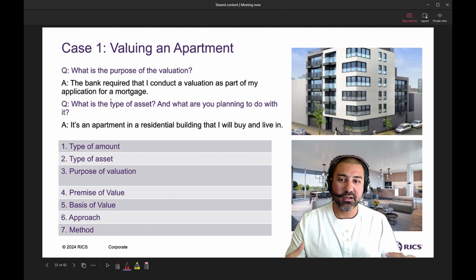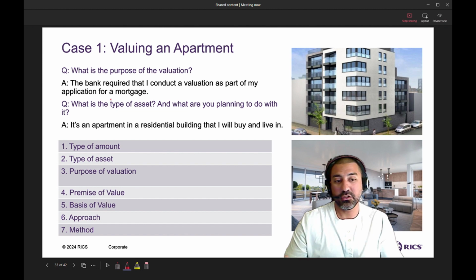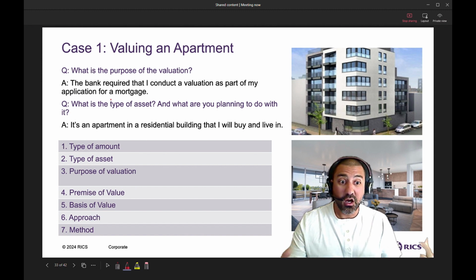What is the type of asset? What is the purpose of valuation? What's the premise? What is the basis? What's the approach? And what's the method? And you have to basically reflect that in your report. And justification, even of the use of methods, etc. It's called a justification, right? So you have to sort of argue that in the report.